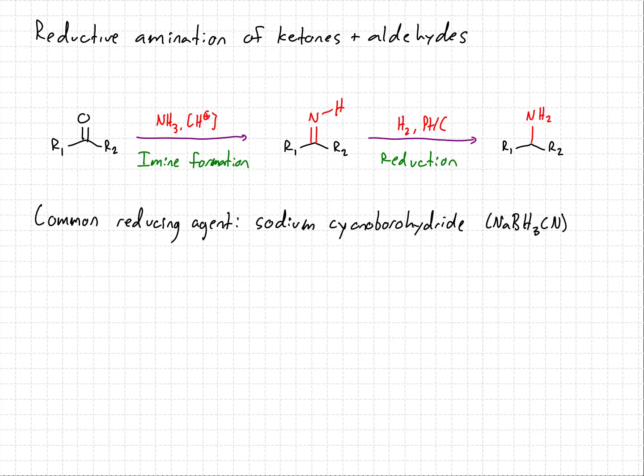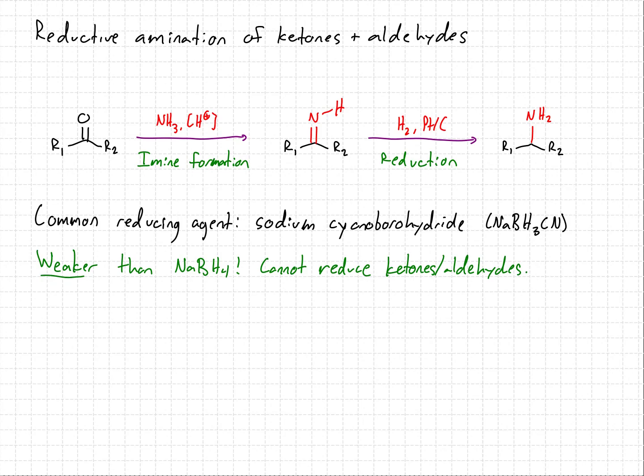Lots of other reducing agents can do this reaction as well. A very common one is sodium cyanoborohydride. This is sodium borohydride where one of the hydrogen atoms has been replaced with a cyanide. Since the cyanide group is electron withdrawing, it reduces the reactivity of the boron-hydrogen bond, meaning that an imine can be reduced, but a ketone or an aldehyde cannot be reduced.